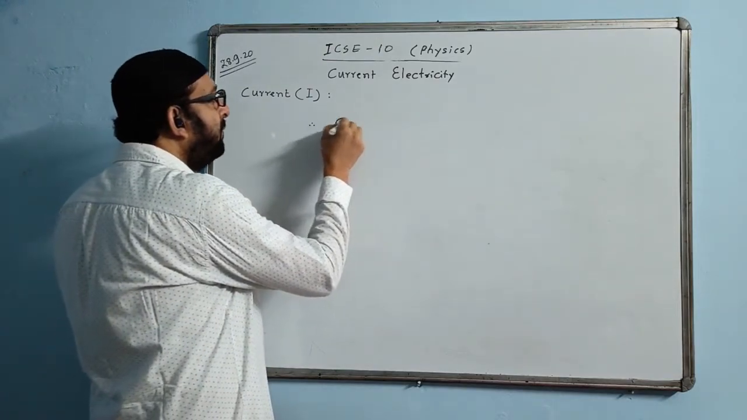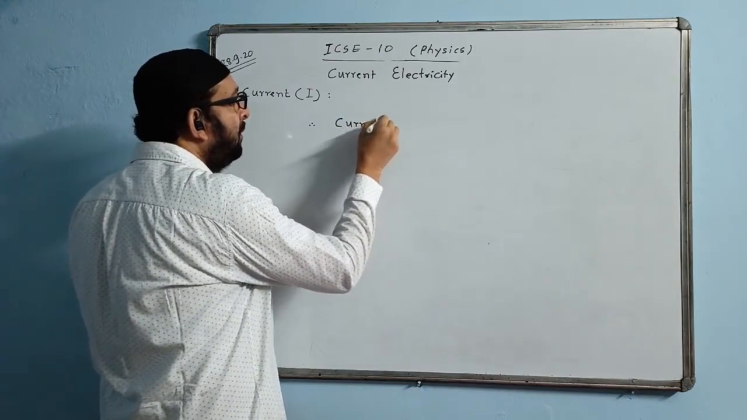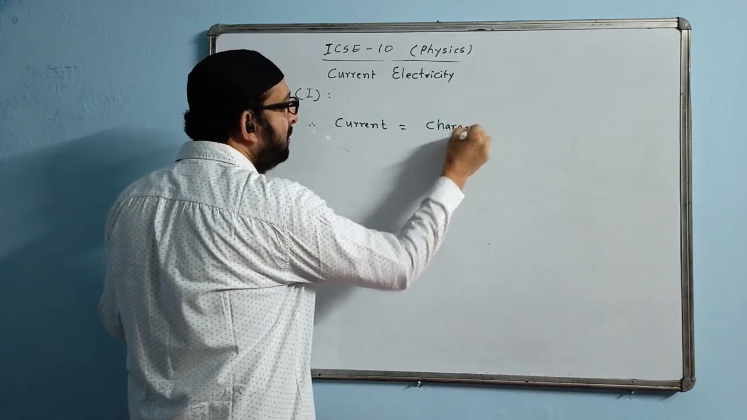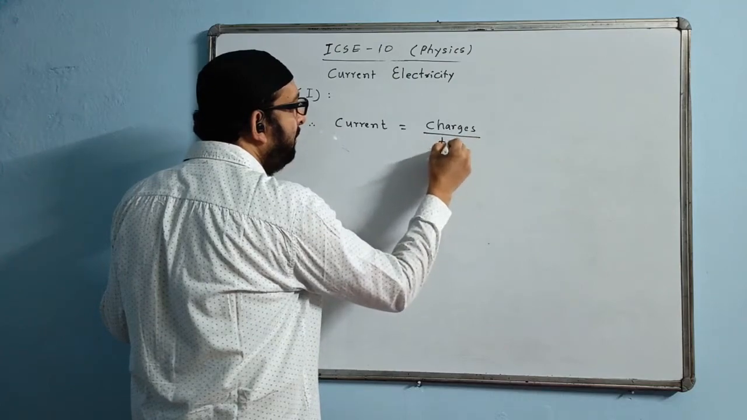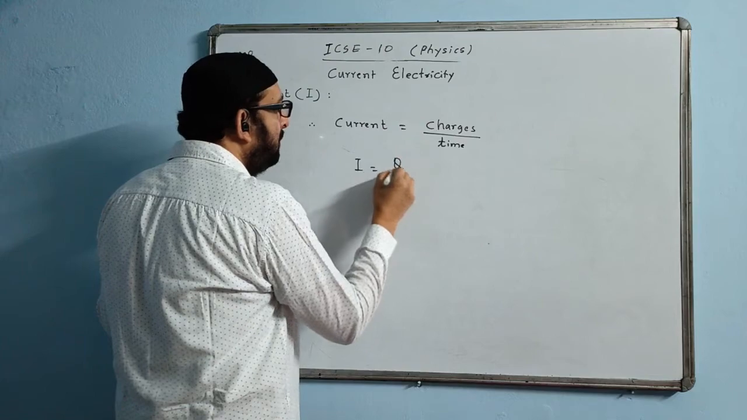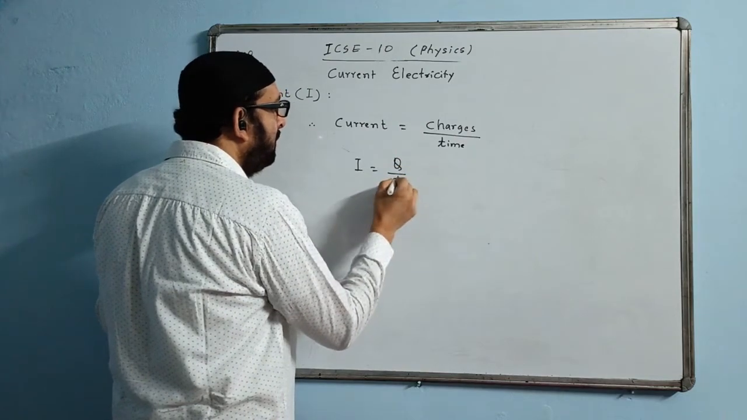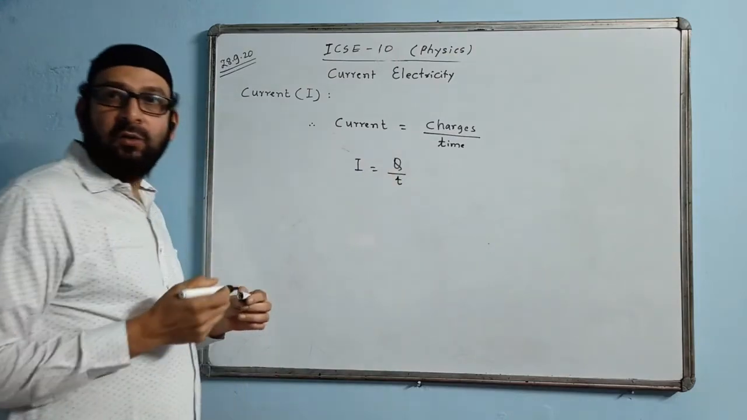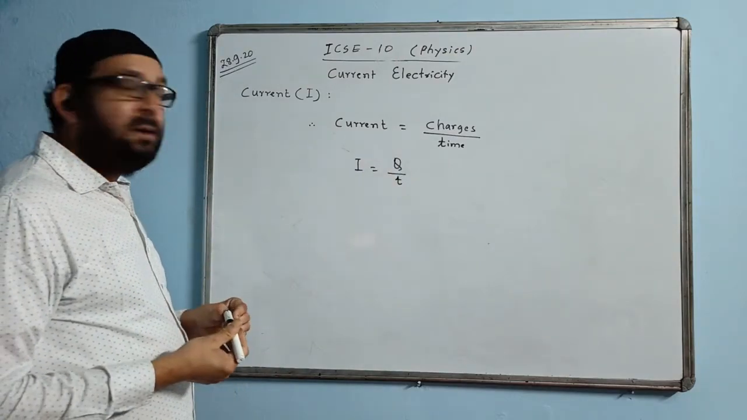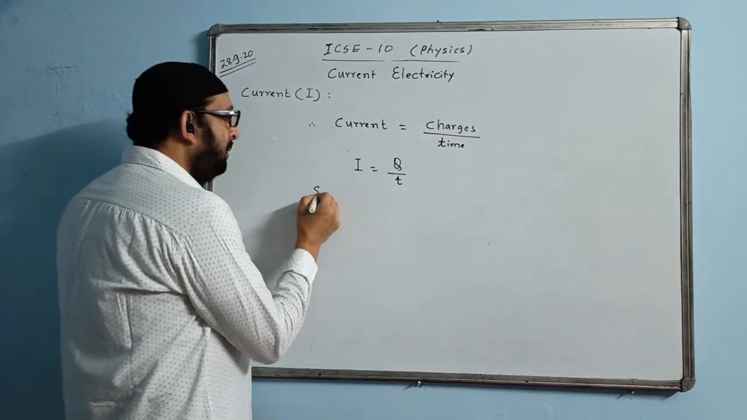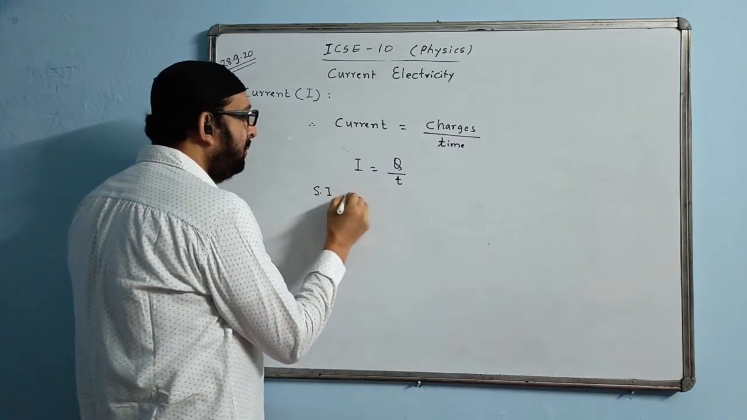Therefore, we write the formula of current. Current is equal to charge upon time, I = Q/T, where I is current, Q is quantity of charge, and T is time.